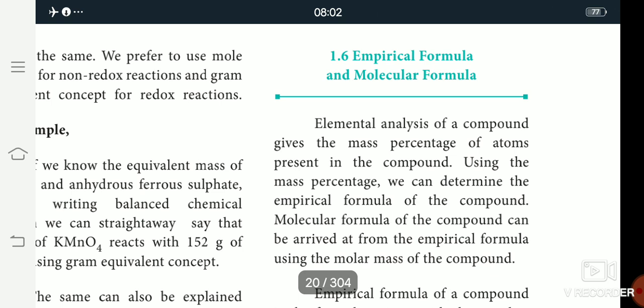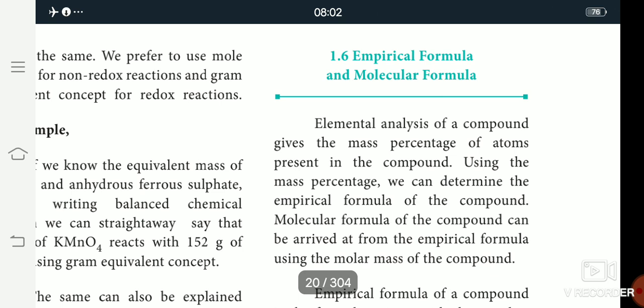For example, glucose. You already know the glucose formula, yes children, that glucose formula is C6H12O6. In the compound, there are carbon, hydrogen and oxygen, giving the simplest whole number ratio. For glucose C6H12O6, the ratio is 6 is to 12 is to 6. This is the whole number ratio of atoms present in one molecule.